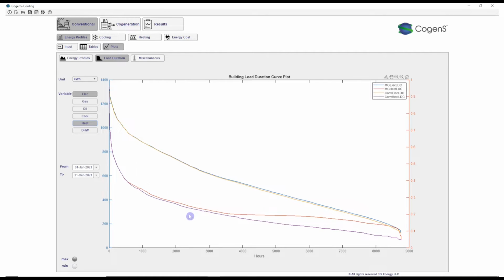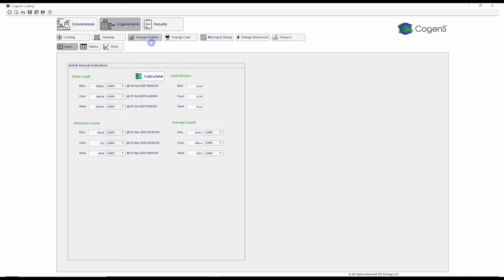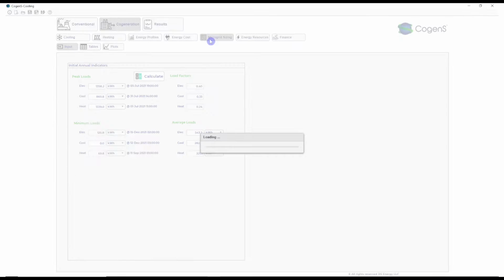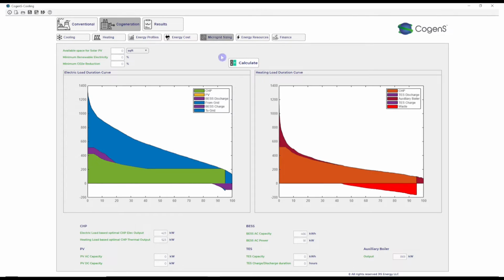We can immediately notice how the new heating load duration curve has flattened and increased at the lower loads for more than 5,000 hours, which will help minimize waste heat produced by the CHP at low loads. If we go to the microgrid sizing tab, we notice that the Re-Opt algorithm has optimized our CHP system size at 423 kilowatts. This explains why the cooling load distribution for the absorption chiller was mostly at low loads to make sure that the waste thermal production of the CHP is minimal, as we see in the heating load duration curve area plot on the right.